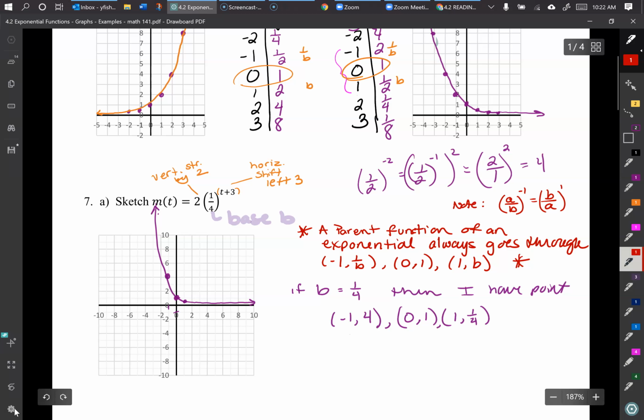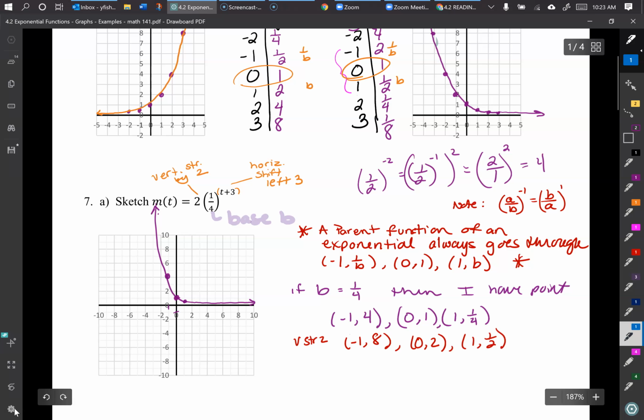Then I have some things going on here. I have my vertical stretch of 2. So that means all my y's are going to be multiplied by 2. So I have negative 1, 8. I have 0, 2. And I have 1 and 1/2. Okay. So you don't need to plot the in-between, but if it's helpful to you to write this out, you can kind of do them simultaneously because one's a horizontal shift, one's vertical, so one's not going to affect another.